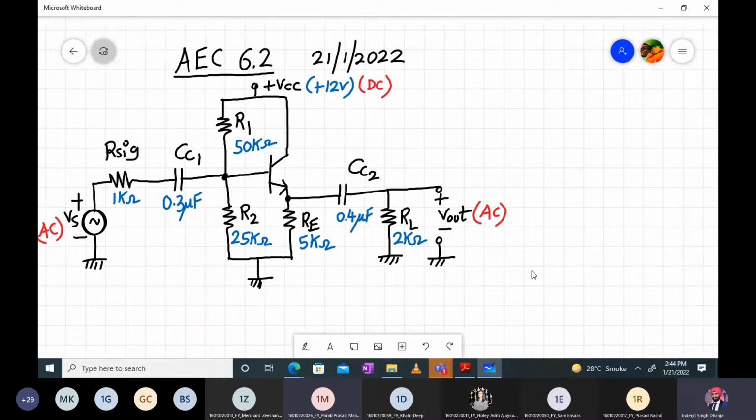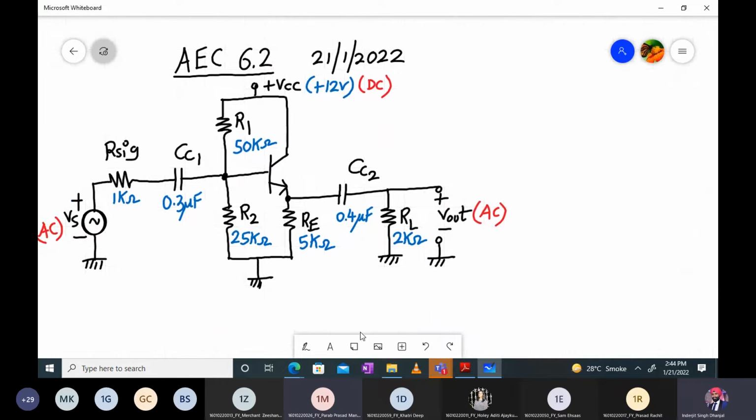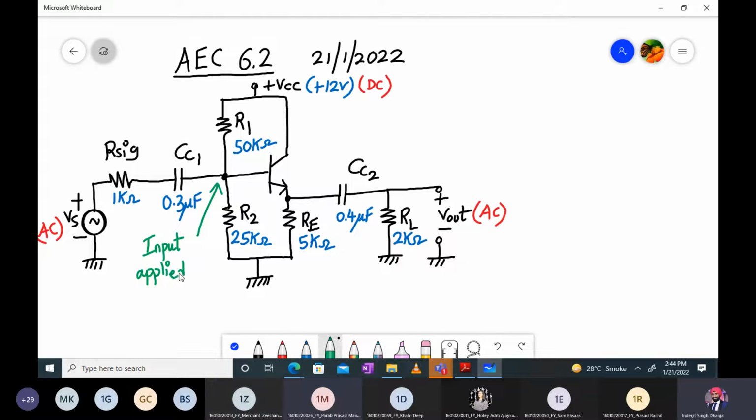Okay, now can you identify which configuration it is? Can someone identify how many configurations are there for BJT? Common emitter, common base, and common collector. Now tell me which configuration it is. Sir, common emitter. No, it is not common emitter. Sir, common base. Neither common base. You all don't know only what is common emitter, common base. So only option left is common collector.